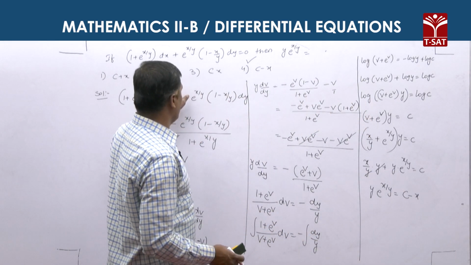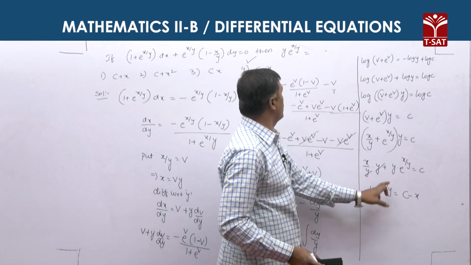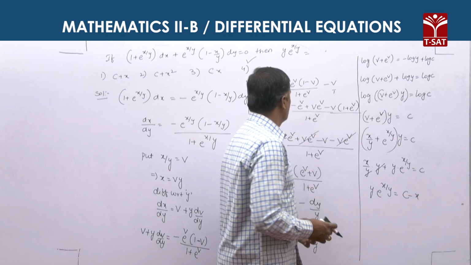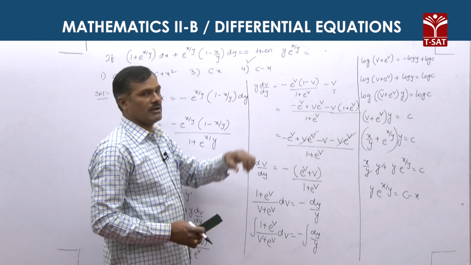But the given problem is y into e power x by y, and its value is equal to c minus x, which is our required solution. The fourth option is the solution of the given problem.